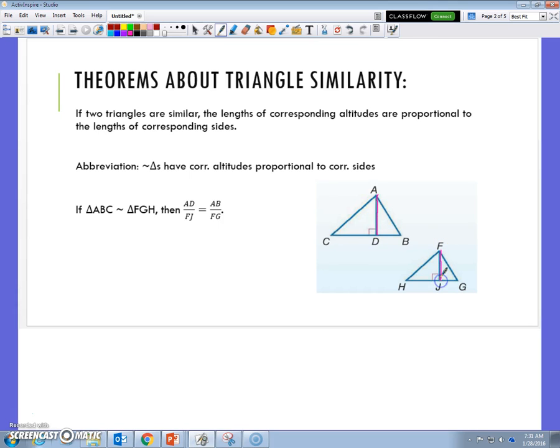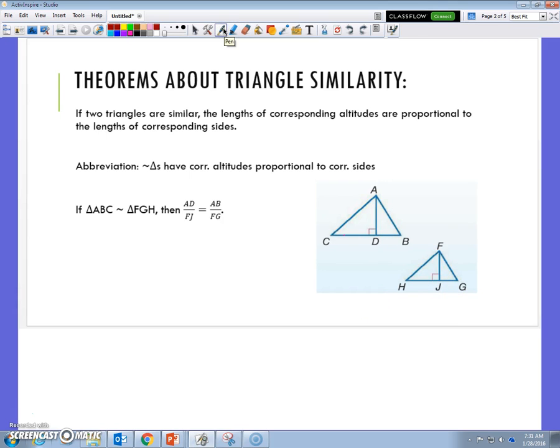So in this case, in these two triangles, AD is an altitude and FJ is an altitude because it connects the vertex to its opposite side and it makes a 90-degree angle. It doesn't guarantee anything about these side lengths here. It just guarantees that it's a 90-degree angle from the vertex to its opposite side. There's a relationship between the altitudes.